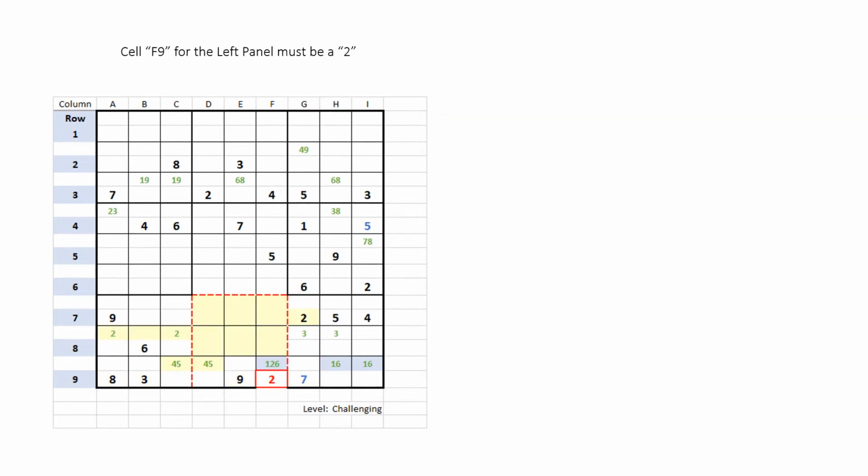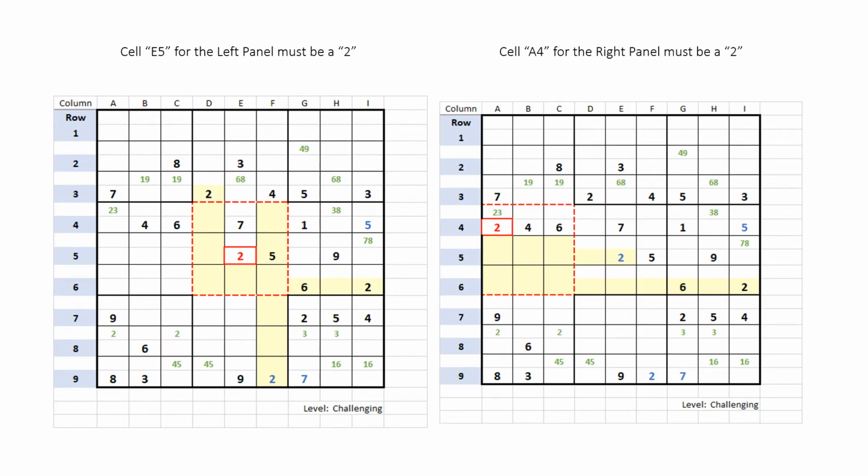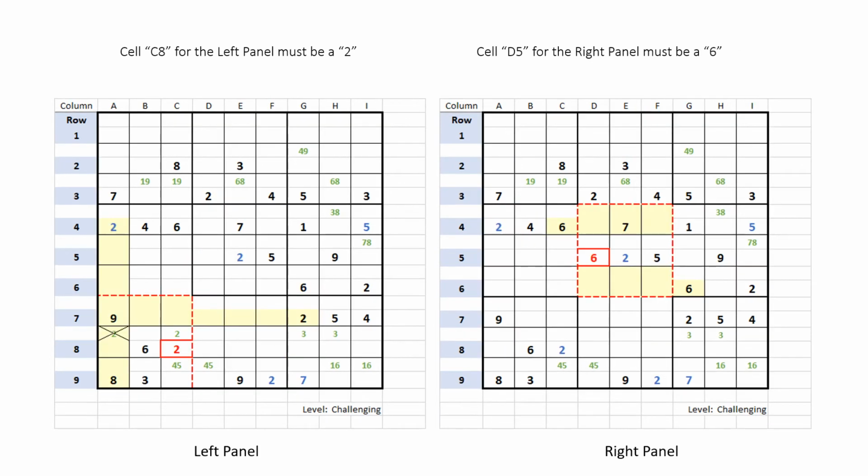Cell F9 for the left panel must be a 2. Cell E5 for the left panel must be a 2. Cell A4 for the right panel must be a 2. Cell C8 for the left panel must be a 2. Cell D5 for the right panel must be a 6.